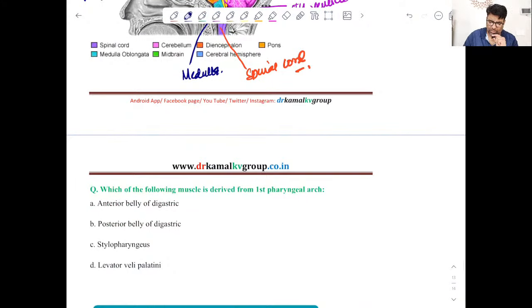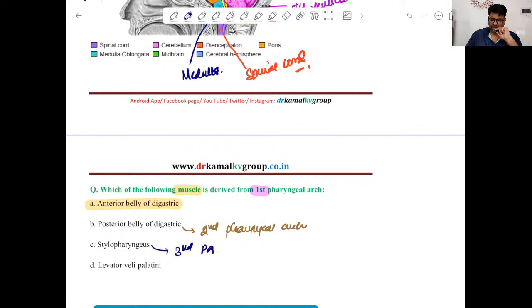Now next question was about the muscle which is derived from the first pharyngeal arch, and it is anterior belly of digastric. Remember, posterior belly of digastric is from second pharyngeal arch, stylopharyngeus is from third pharyngeal arch, and this is fourth to sixth pharyngeal arch, right?